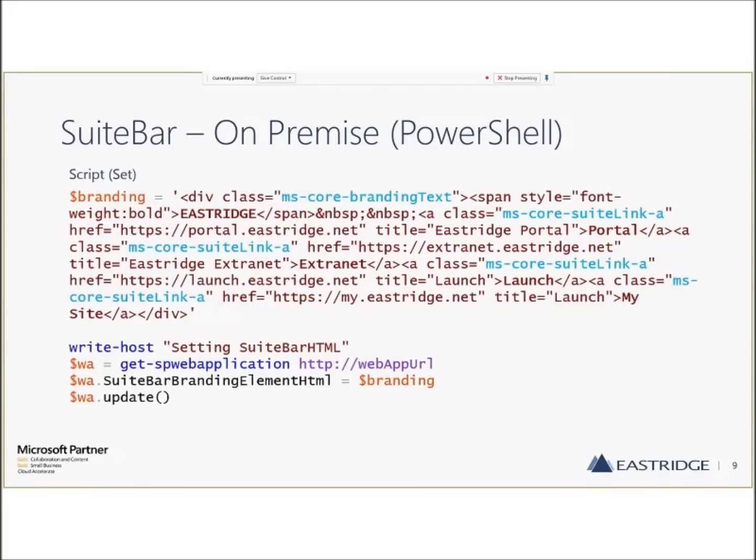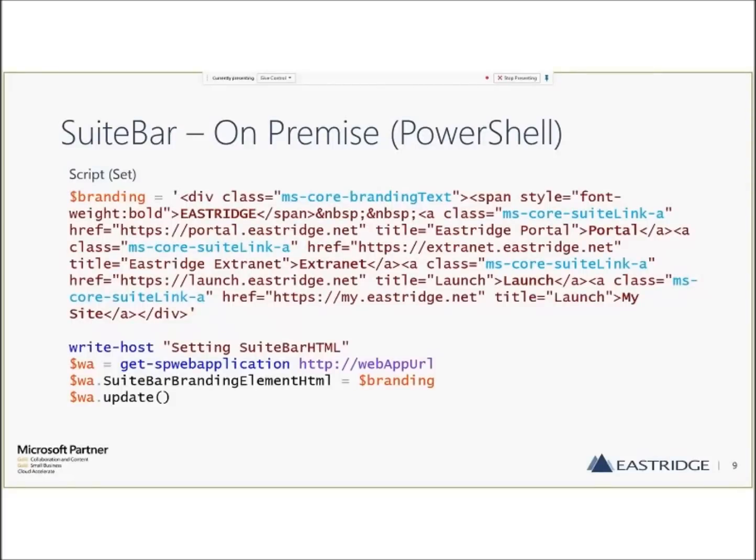Now, for our example, we're going to spice that up a little bit. We're going to add a bunch of links to it, and really all we're doing here is adding a bunch more divs. We're creating an outer div, or a series of divs: the Eastridge, the portal site, the extranet site, the launch site, and the My Sites. And we're marking those up with some out-of-the-box CSS classes, ms-core-suiteLink-a, to make sure that they get the right branding. They get a little hover, they have the right color.